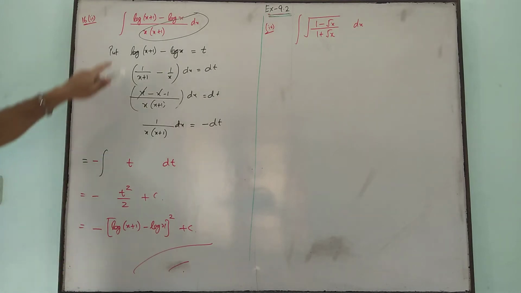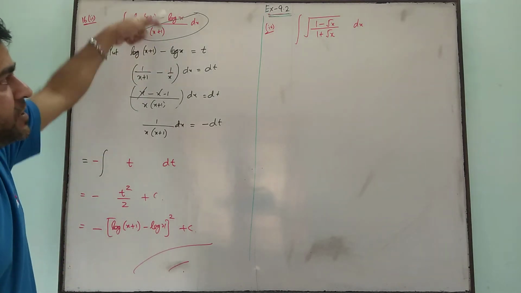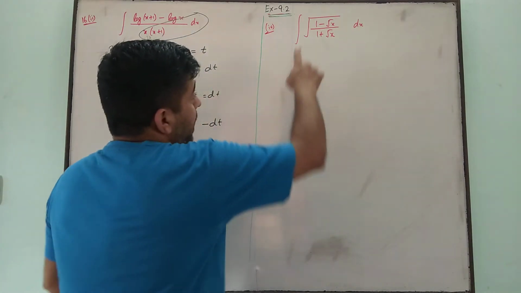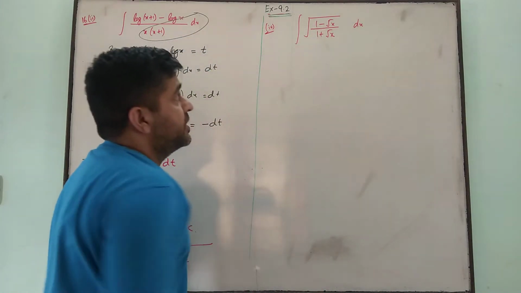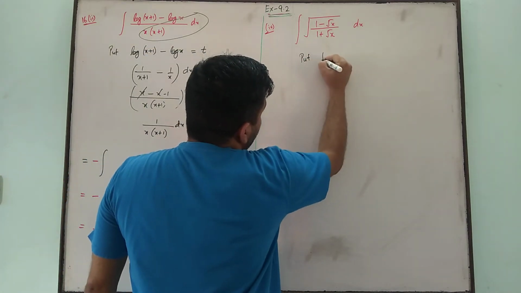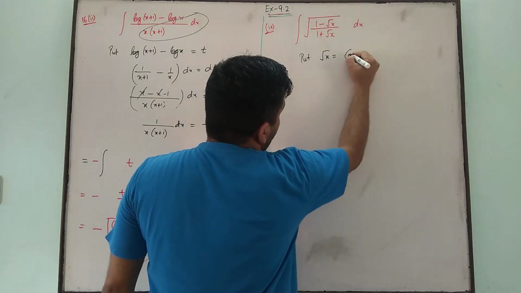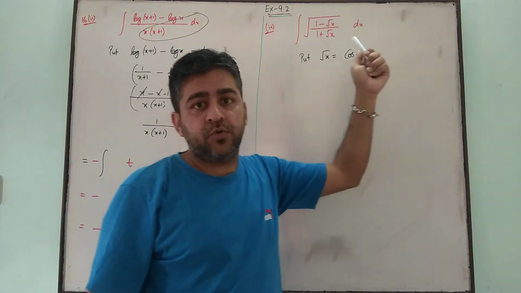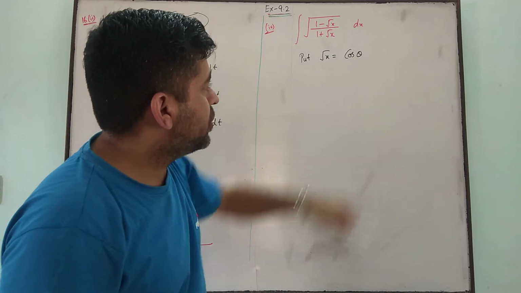Right? It's very simple. You must know what thing we need to substitute. It's a different question: under root of 1 minus root x upon 1 plus root x. If we substitute root x is equal to cos theta here, otherwise we are not getting anything. So put root x is equal to the trigonometric function cos theta.